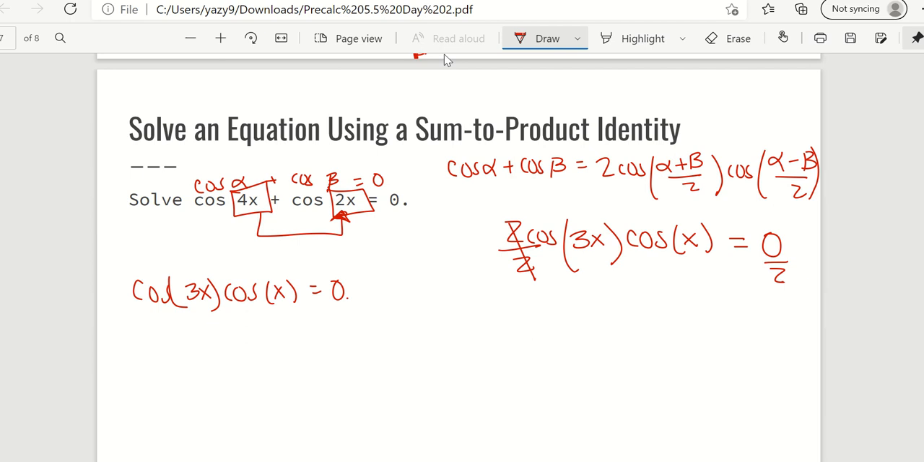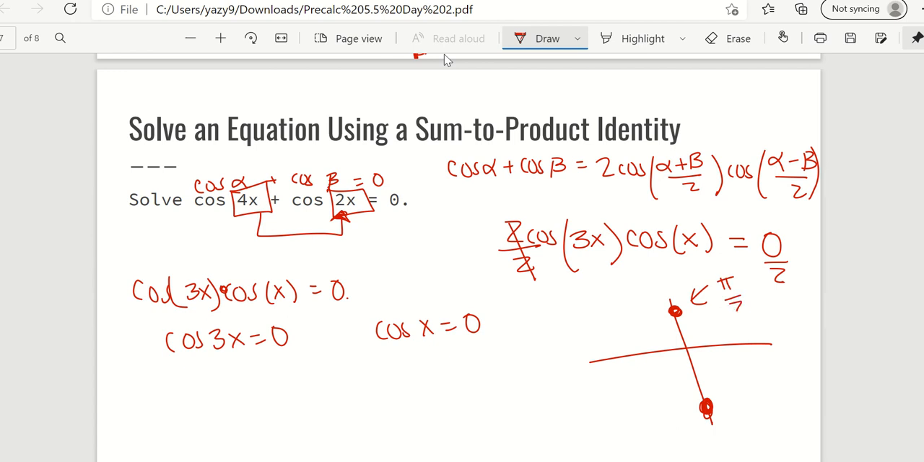I can solve this by setting up two equations here, cosine of 3x equals 0 and the cosine of x equals 0. All right, when is cosine equal to 0? Cosine is equal to 0 here and here, which is pi over 2 and 3 pi over 2. So here you would have x is equal to pi over 2 and x is equal to 3 pi over 2.